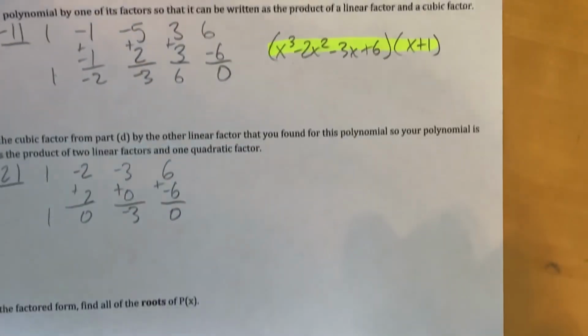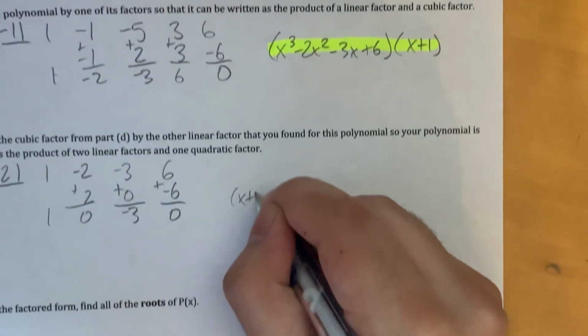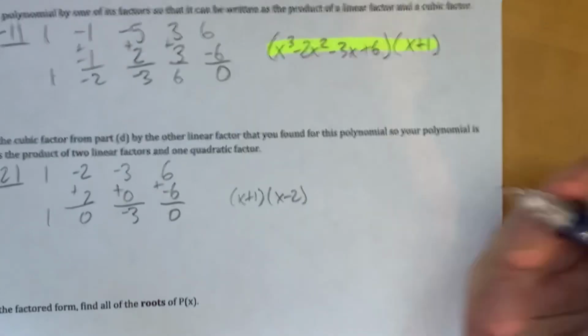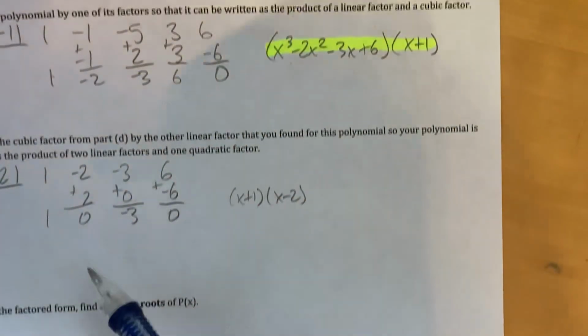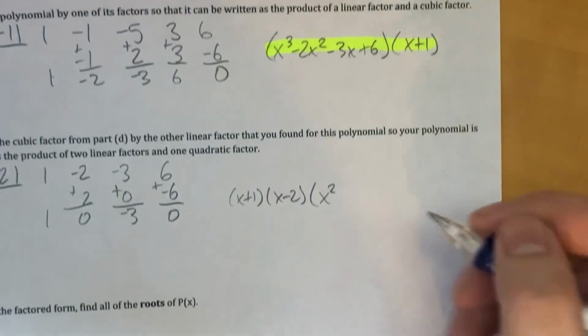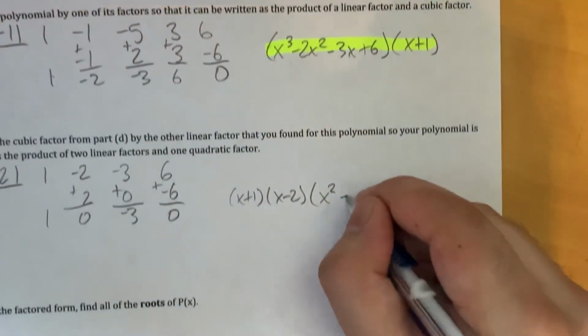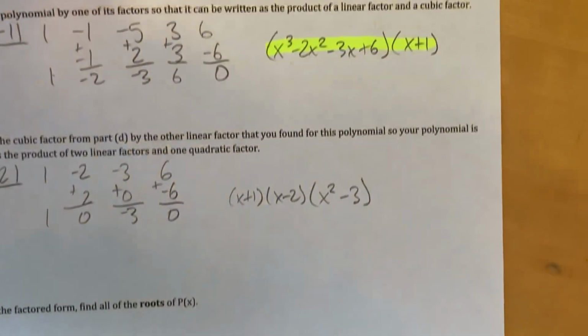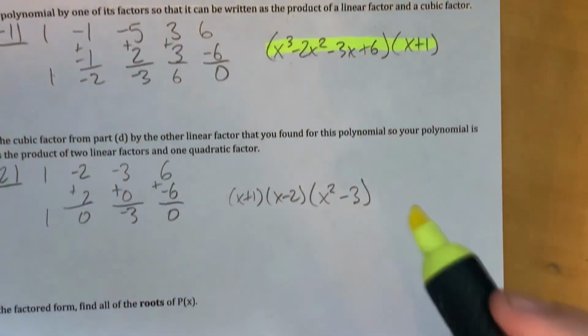So let's write all of our linear functions first. So we have x plus 1, x minus 2, our new one, and now we have a quadratic factor. What is our quadratic factor? X squared plus 0x minus 3. There we go. That is our new answer.